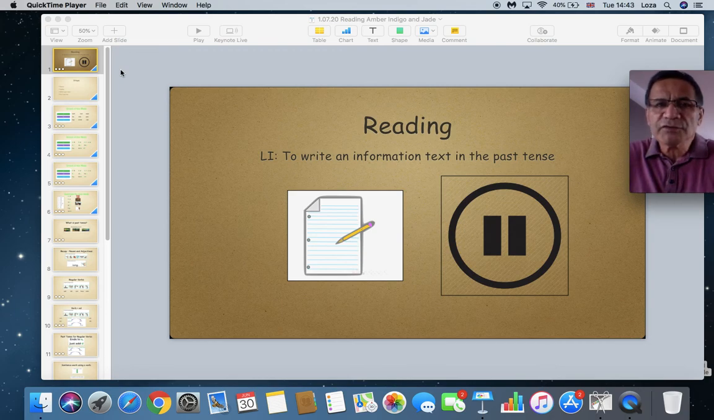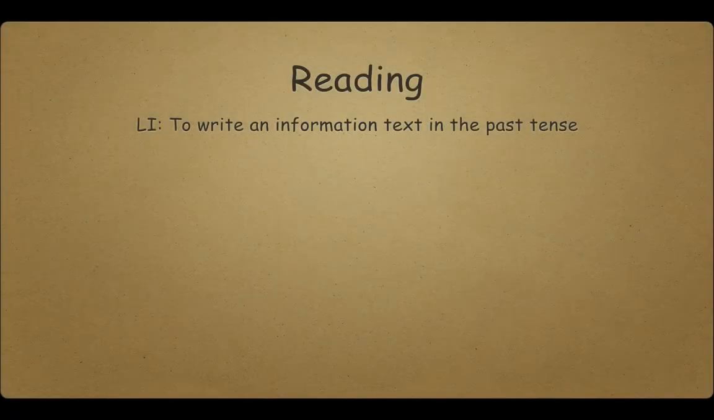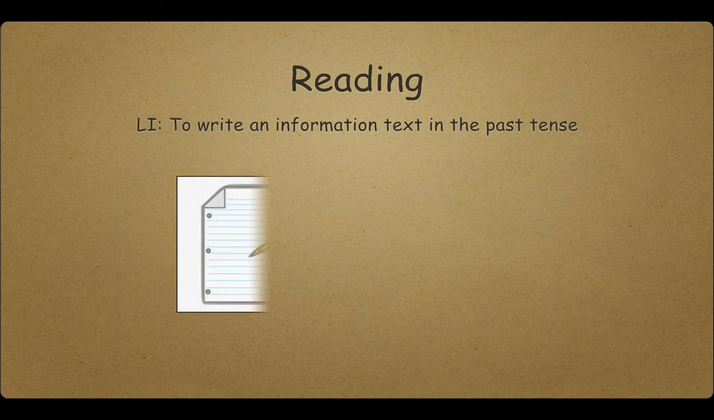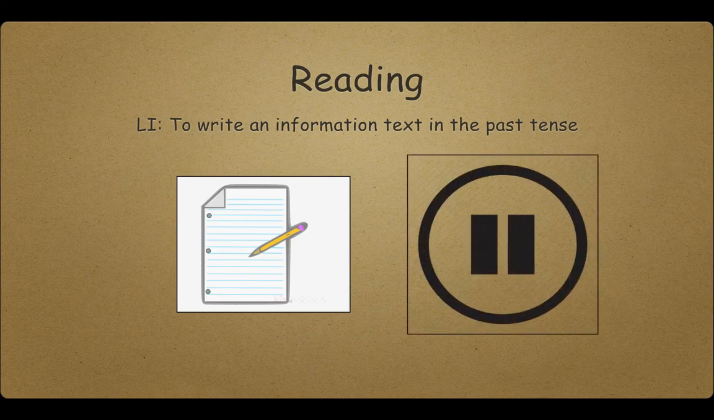Today the LI is to write an information text in the past tense. We will talk about the past tense in a moment. So first of all, let's make sure that you're ready to go and we can start the lesson right now. So be prepared with your pencil or pen and paper. Use the pause button if you need to.